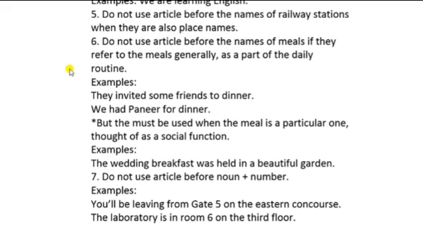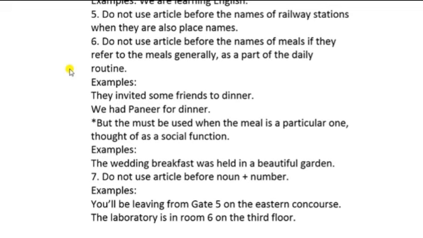But in this condition, the wedding breakfast was held in a beautiful garden. We are not generally speaking about any breakfast. We are speaking particularly about a breakfast which was held in a beautiful garden. So this falls under the rule of specific, which is the definite article. We have to use the definite article "the" before it. So simply, the wedding breakfast. I'm mentioning it and I'm more specific about that.